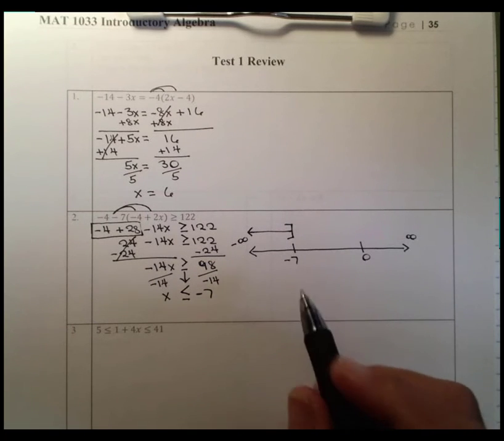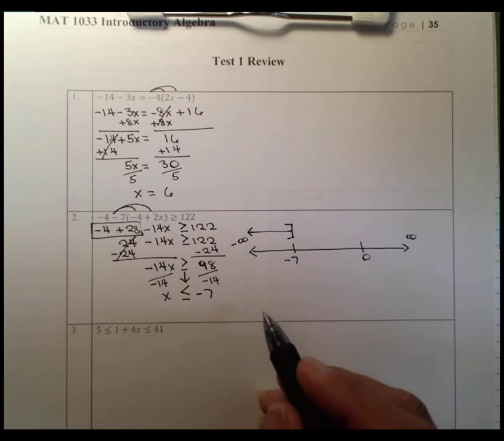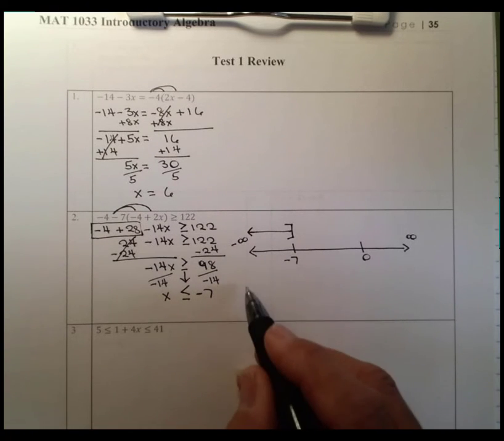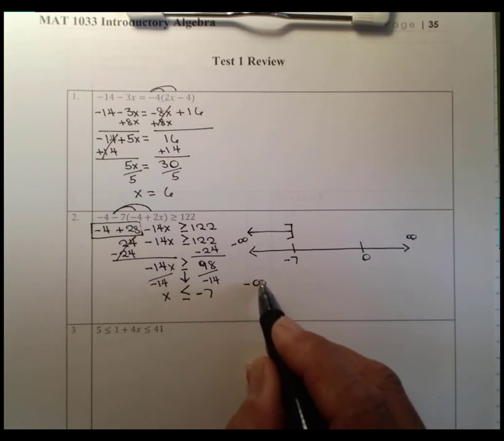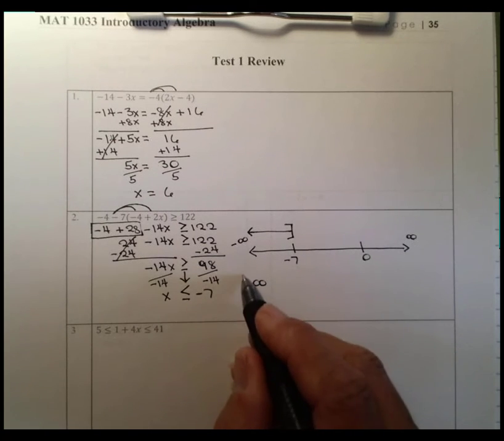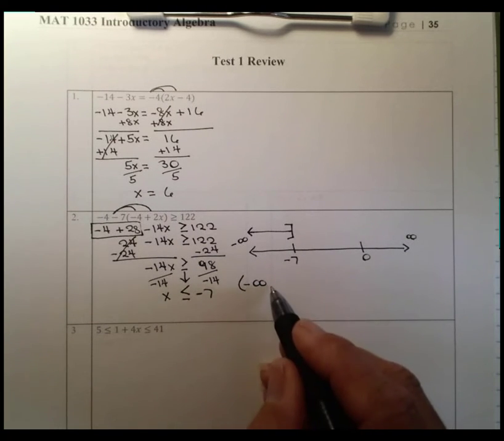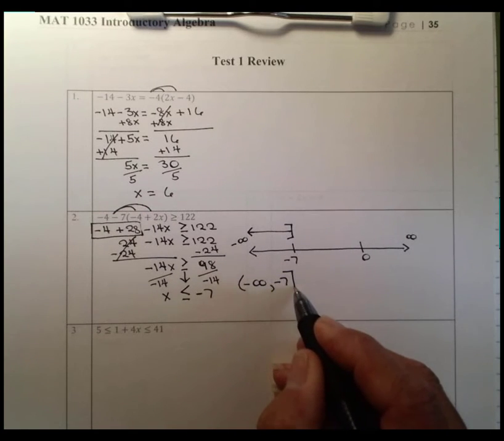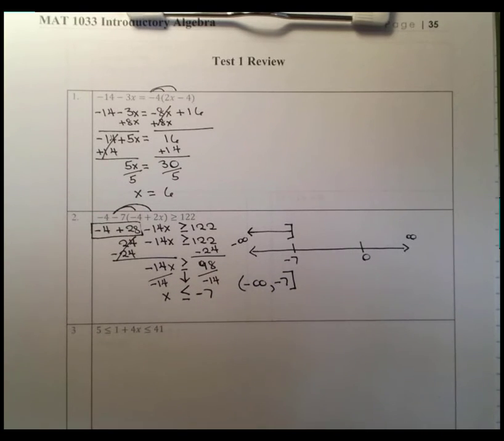And let's write it now in set notation. We write the smallest number that the solution can be. Well, if we go over to the left, it gets as small as negative infinity. That always uses a curved bracket. And the biggest it can ever be is negative 7. And since it can reach negative 7, we will use the square bracket.